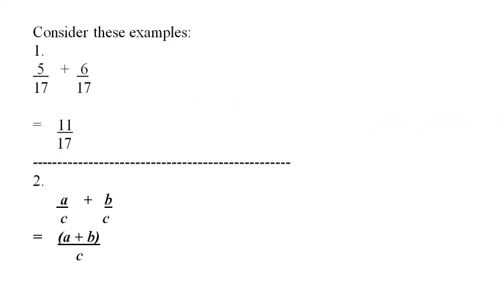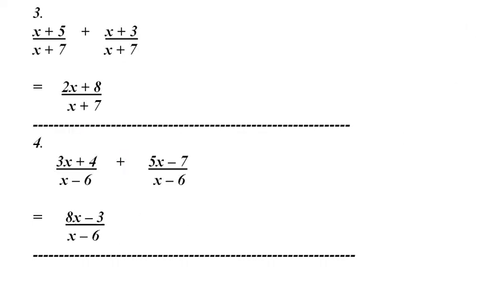Consider these examples. 5 over 17 plus 6 over 17. There's no need to draw a number line split into 17ths because now we know that it is just 11 over 17. Then we can immediately use algebra. The denominators are the same, so we just add these two, and it is a plus b over c.